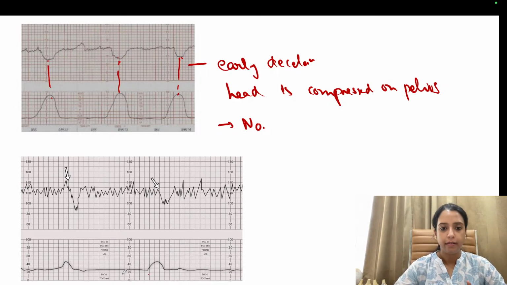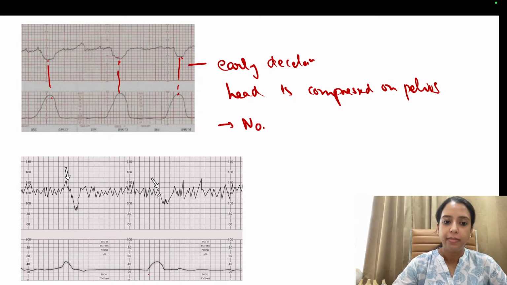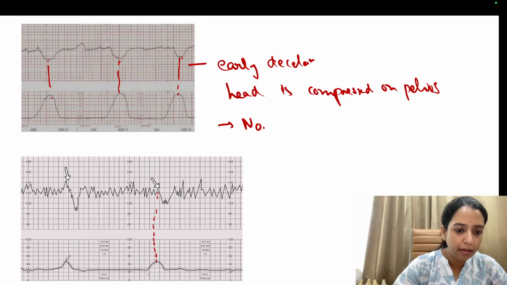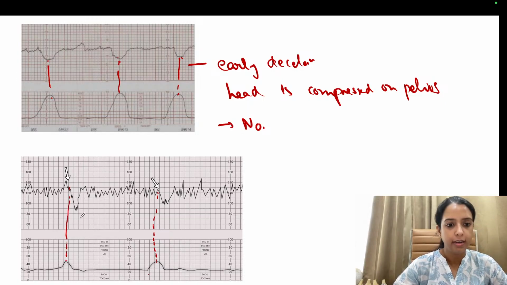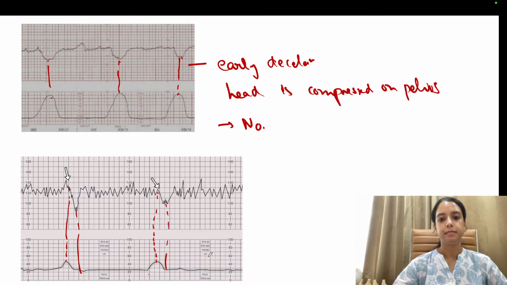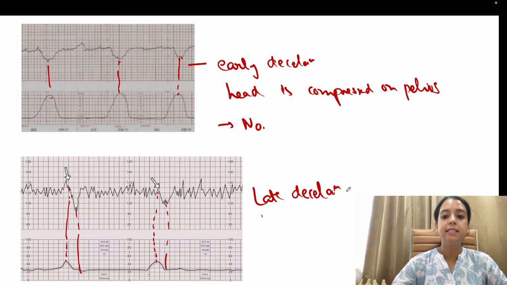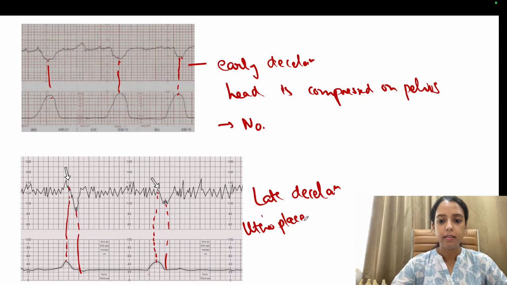See the second one. Contraction is starting, then the deceleration happens. At the peak of contraction, the deceleration happens. Can you see, at the peak of contraction, deceleration starts. Their peaks are not matching. Late deceleration. Late deceleration indicates utero-placental insufficiency.